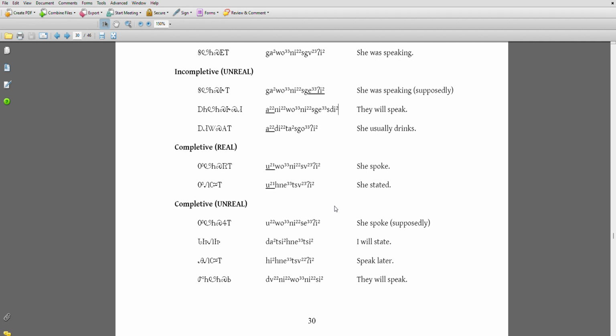Here are 4 forms of the completive stem that are unreal. Uwoni sa'i, she spoke supposedly. So the pronoun gets the unreal tone sequence 2-2. And simply by adding the suffix e, supposed, that makes it an unreal statement. Tajinezi, I will state. That's unreal because it's future. Hinezai, speak later. That's unreal because it's future. Daniwonisi, they will speak. Again, that's unreal because it's future.